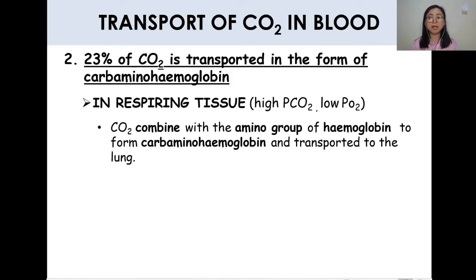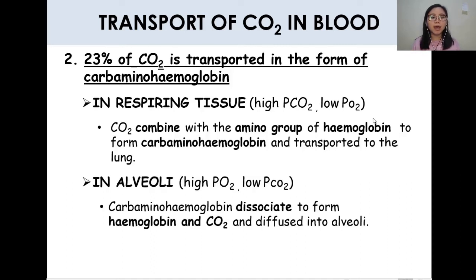So, dia tidak akan melekat di tengah-tengah di itu hem group. Dia akan pergi kepada amino group of hemoglobin. So, dia melekat pada polypeptide chain. Itulah nama dia carbaminohemoglobin. And then, when it reaches the lung, in the alveoli, there will be high partial pressure of oxygen and low partial pressure of carbon dioxide. Carbaminohemoglobin will dissociate to form hemoglobin and carbon dioxide, and the carbon dioxide diffuse into alveoli.